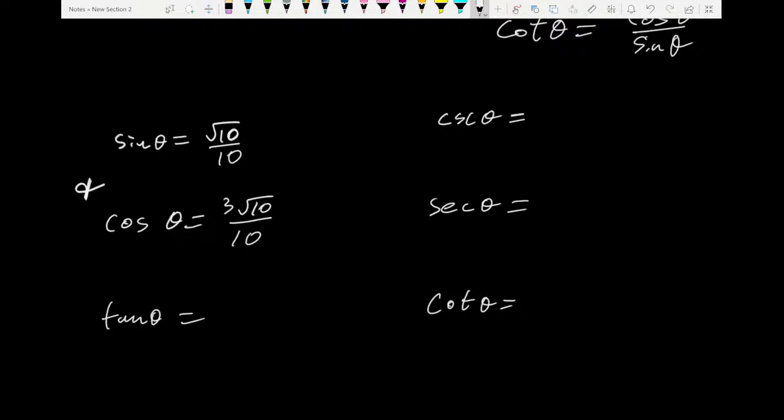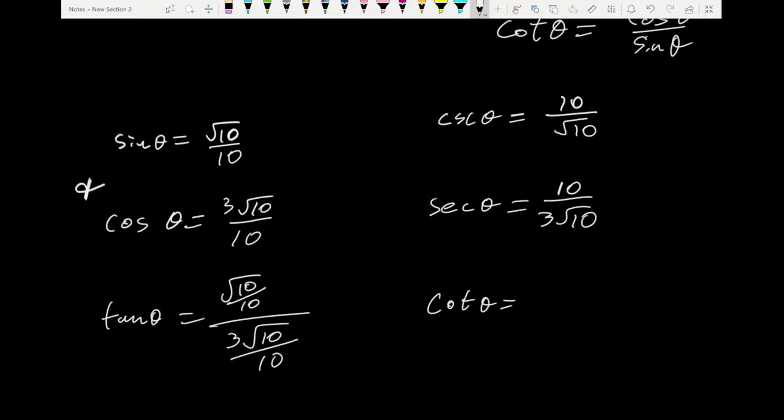Well, I just gave you that cosecant is the reciprocal of sine, so it will be 10 over square root of 10. Secant would be 10 over 3 root 10. Tangent is sine over cosine, so you just get 1 over 3. And cotangent is just the reciprocal of that.